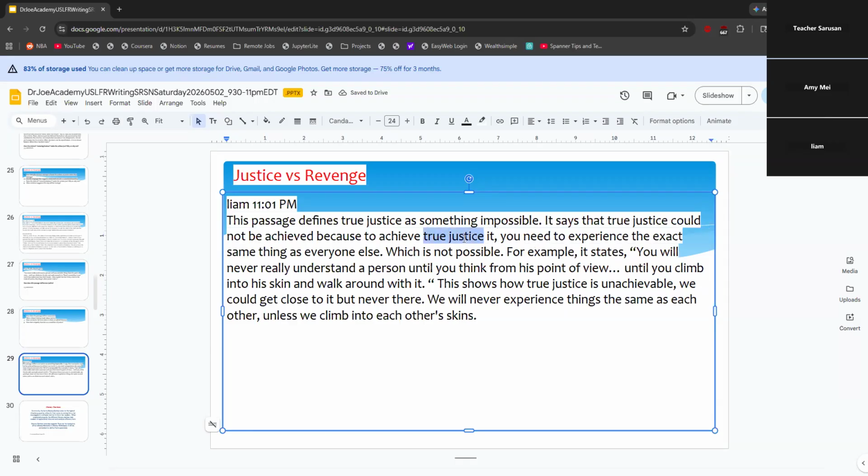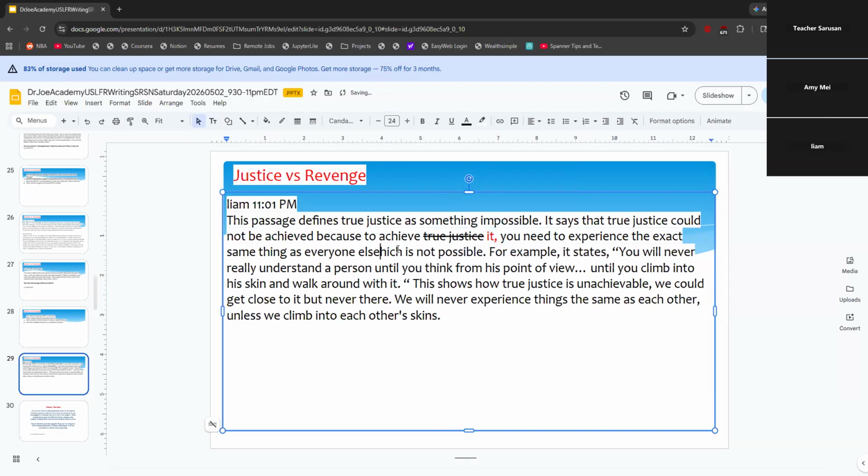Comma, and let's make this red. You need to experience the exact same thing as everyone else, which is not possible. Okay, yeah, I think we can just make this one sentence. Put a comma and lowercase, which is not possible. For example, it states you will never really understand a person until you think from his point of view, until you climb into his skin and walk around in it.